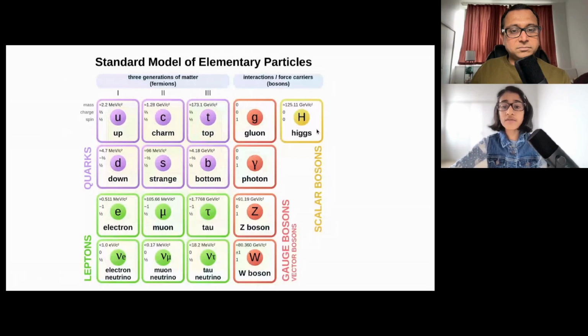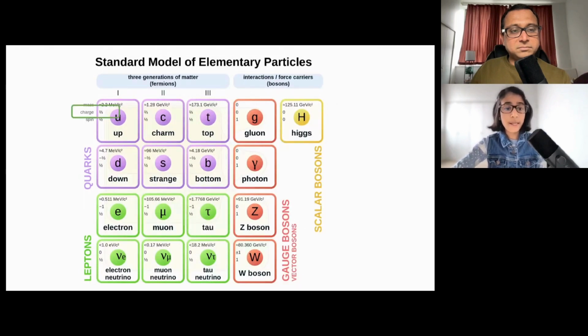And we also have this thing called a Higgs boson, which is actually really interesting. We are going to talk about the Higgs boson in a future episode. So that's the standard model of elementary particles. Now let's zoom in a little bit further into the standard model.